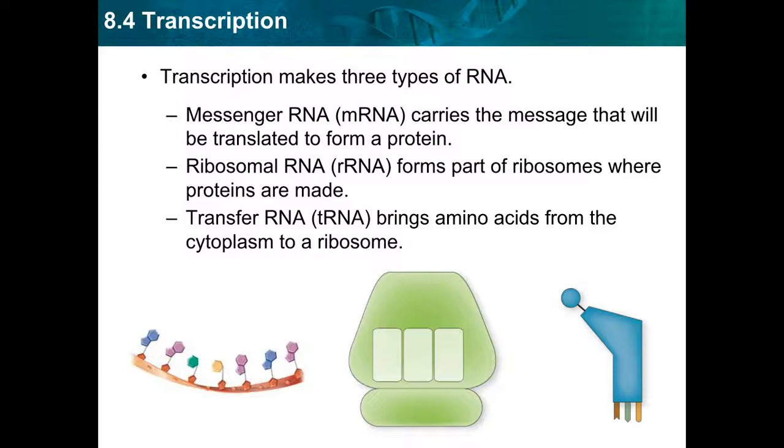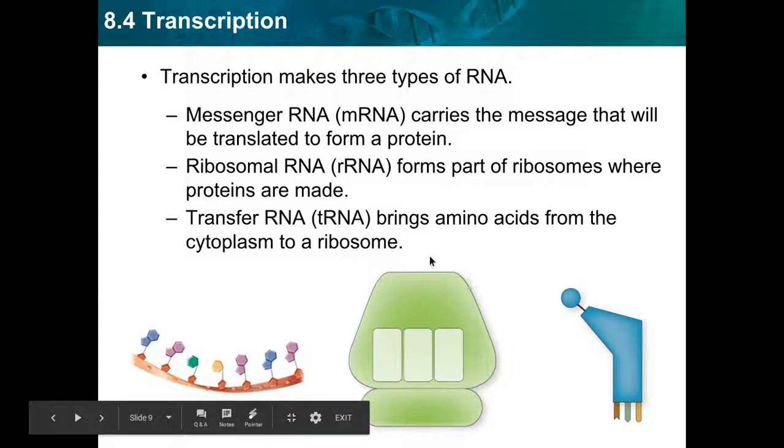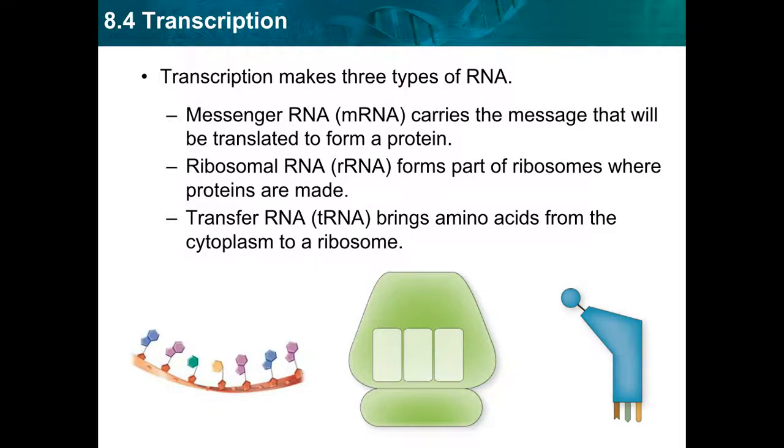Transcription is used to make three types of RNA. The first is messenger RNA, or mRNA, and this is probably the most important because this is what carries the message that will eventually be used in translation to form a protein, and that is shown down here. Next, we have our ribosomal RNA, or rRNA, and this forms parts of ribosomes where the proteins are made. And then finally on this side, we have our transfer RNA, or tRNA, and this is important because it brings amino acids from the cytoplasm to a ribosome.